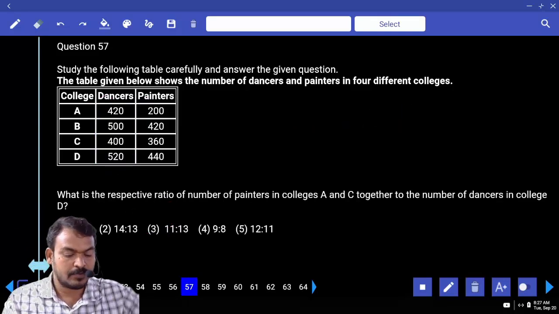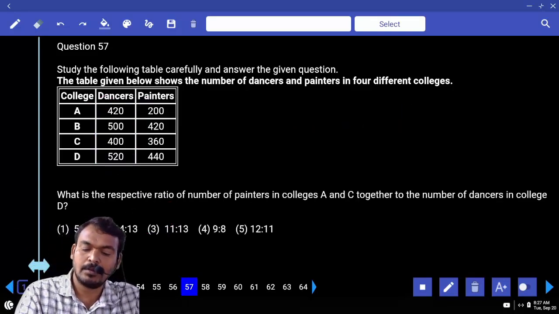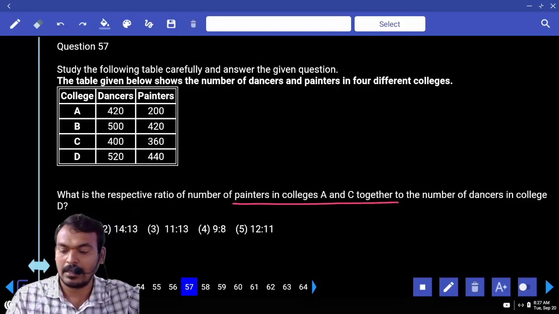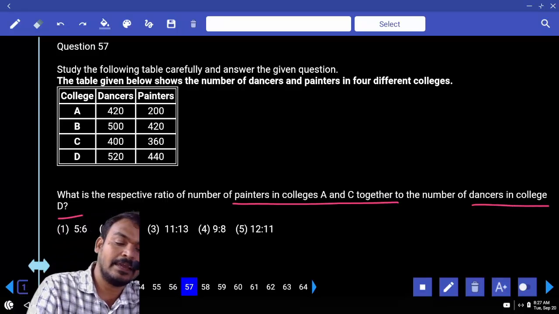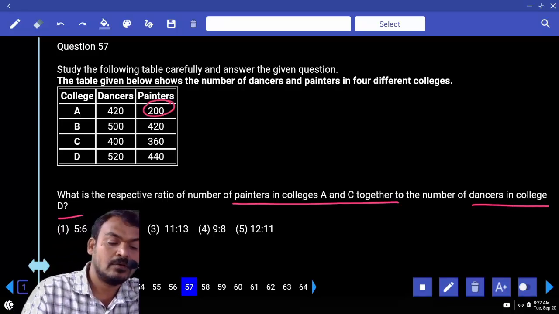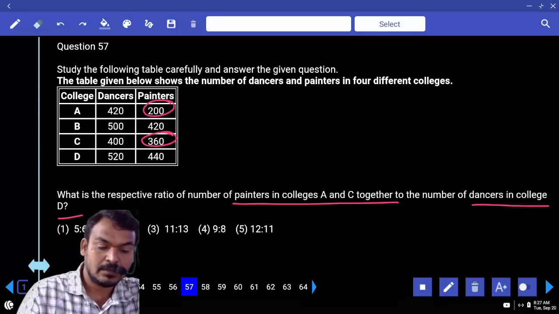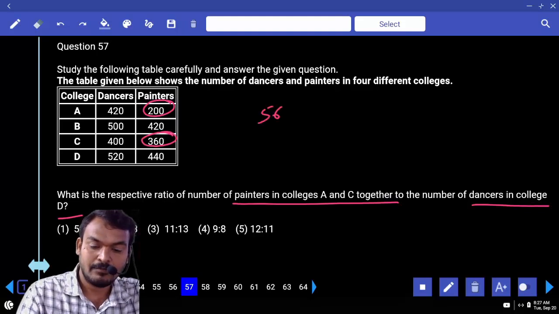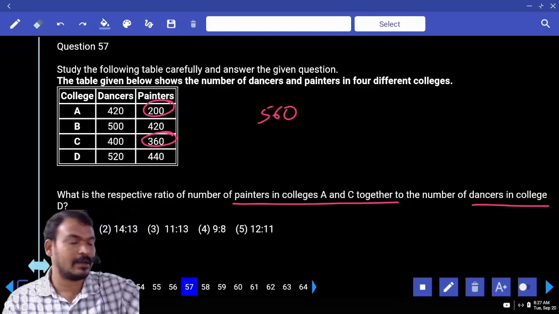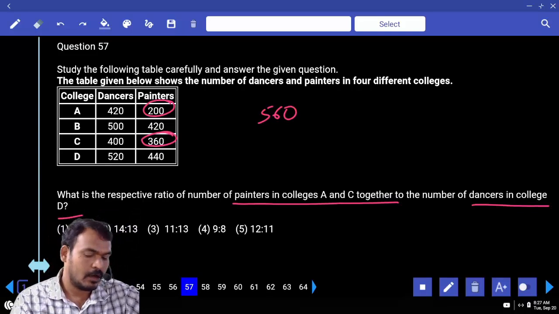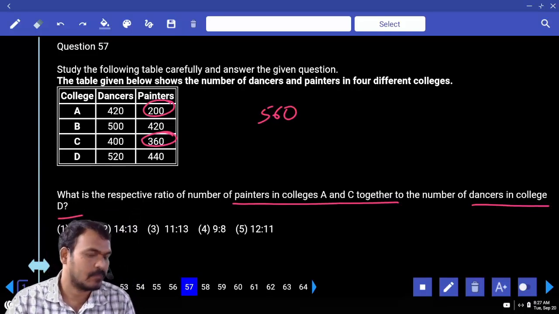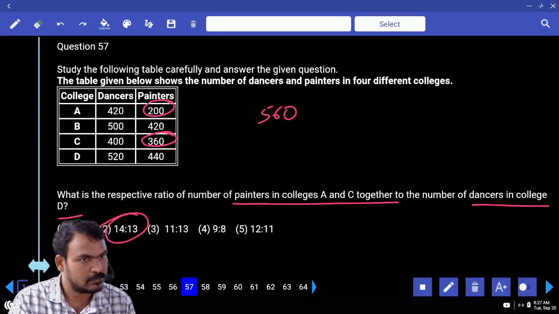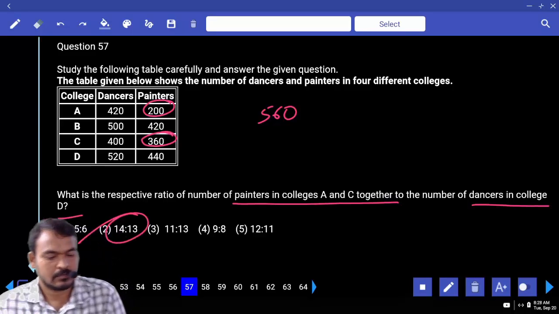Next question number 57. Ratio between the painters in college A and C together and number of dancers in college D. Painters in A and C: A painters 200, C painters 360. Total it is 560. It is 14 multiple and also 7 multiple or not? How many options start with either 7 multiple or 14 multiple? Only one or not? Only the second option.